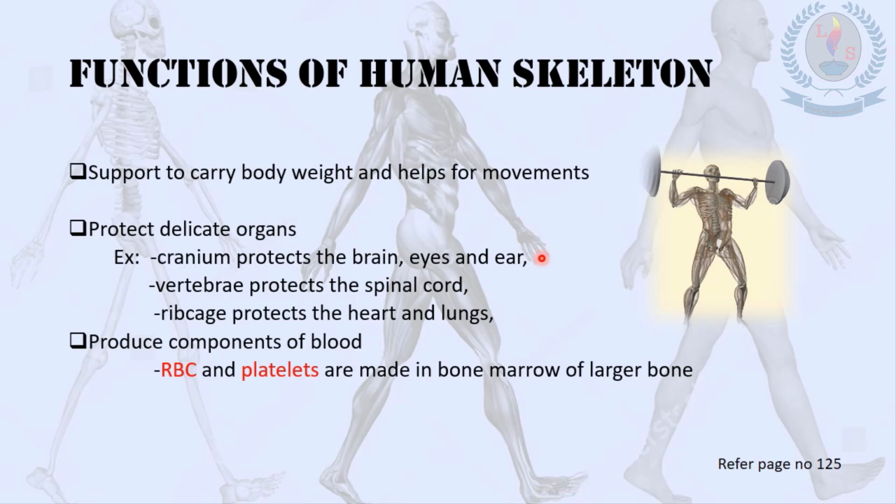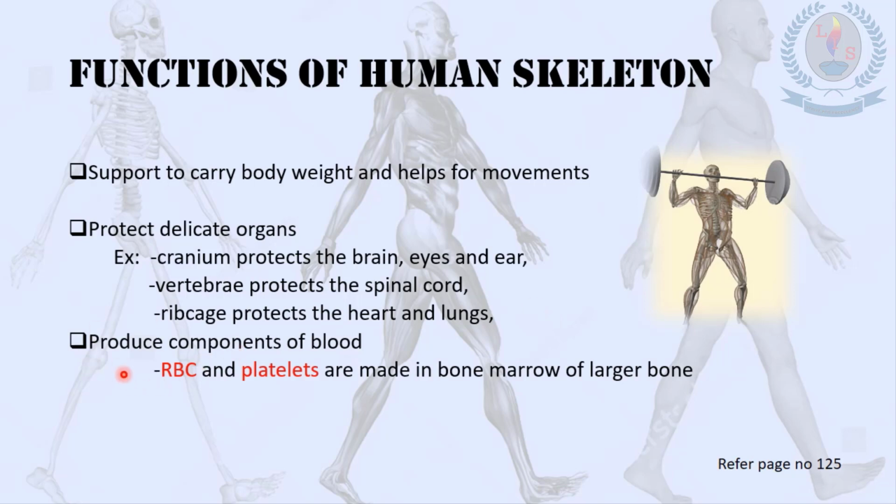We know cranium is the bone which is around the brain and ear and eyes. So this bone, which is known as cranium, mainly protects the brain, eyes and ear from the external pressures and frictions. And the vertebrae protects the spinal cord from external pressures, while the rib cage protects the heart and lungs.